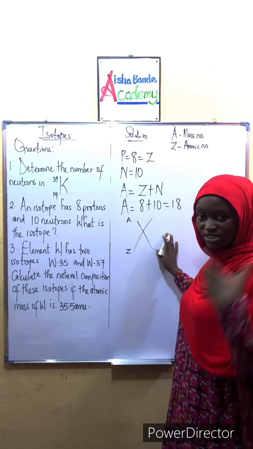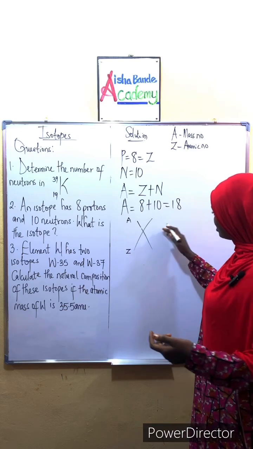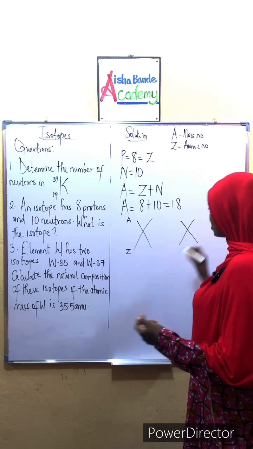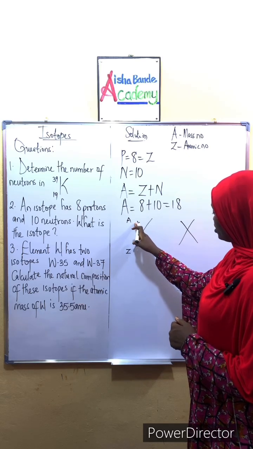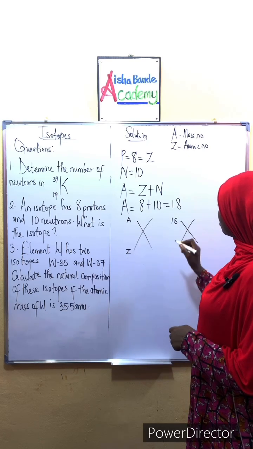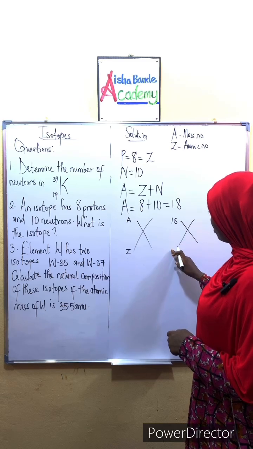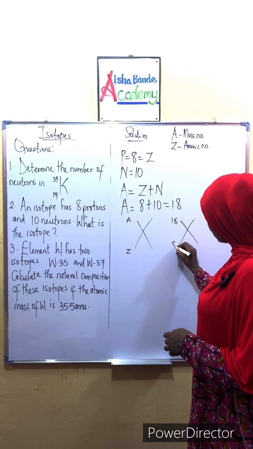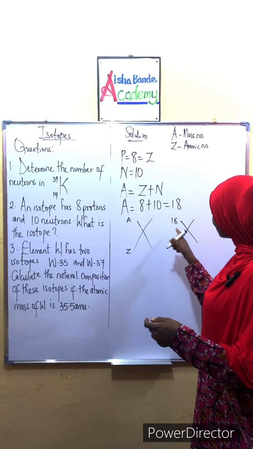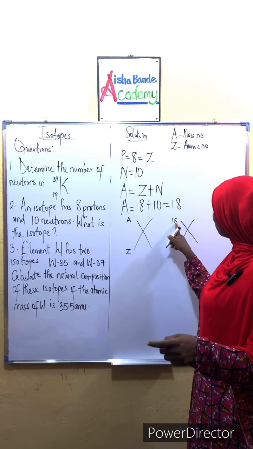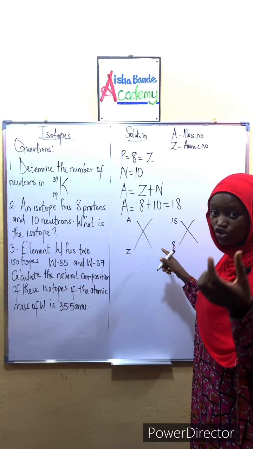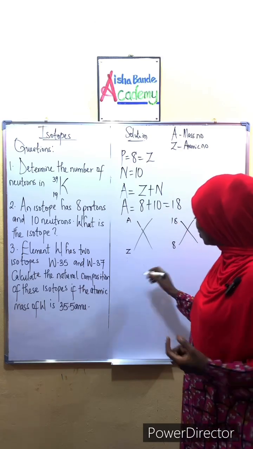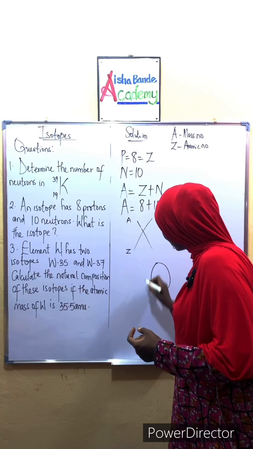So now let's use this X as the element. Let's assume the element is X. So what is the mass number? So the mass number here is 18, while the atomic number is 8. So an element that has atomic number 8 and the mass number as 18 is oxygen. So that means this isotope is oxygen.